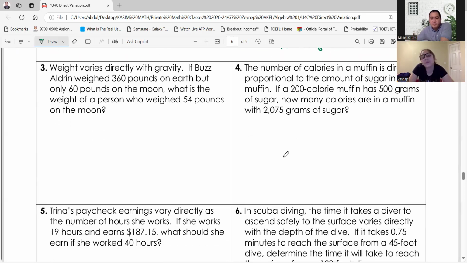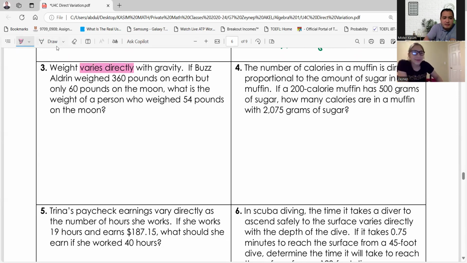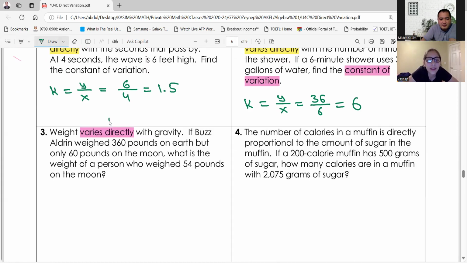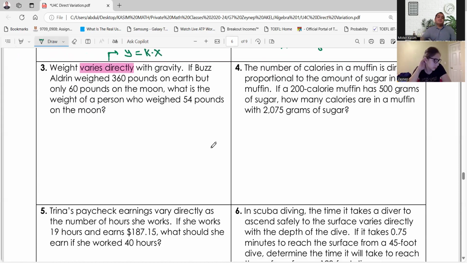Okay, let's continue. Question three. Weight varies directly with gravity. Zainab, just stop a second. When you read the words "varies directly," immediately you have to be able to think of the equation. What equation is it? y equals k times x, always, because that's the direct variation equation. k is the constant of proportionality or variation, okay? All right, continue.